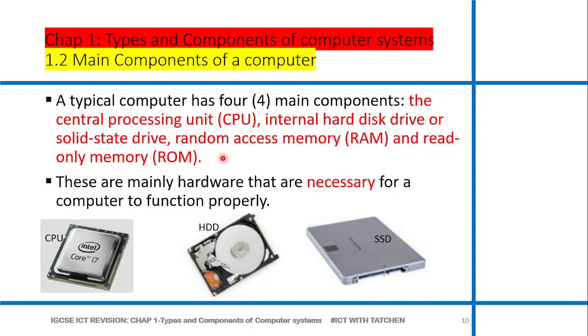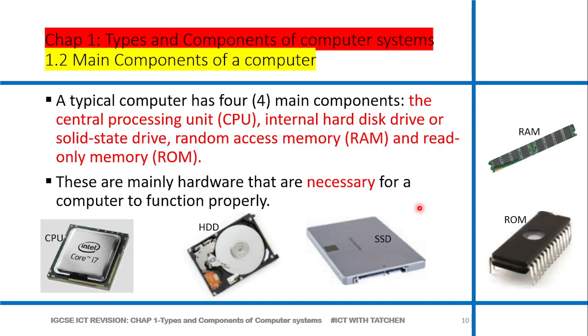Thirdly, we have what we call the temporal memories, like the RAM and the ROM. Like I talked about, RAM is random access memory, and ROM is what? Read-only memory. So these two memories are the last two main components of a computer. So in simple terms, when they talk about main components of a computer, these are just hardware necessary for a computer to function properly. Four of them: CPU or central processing unit, hard disk drive or solid state drive, and then you have your ROM and your RAM.